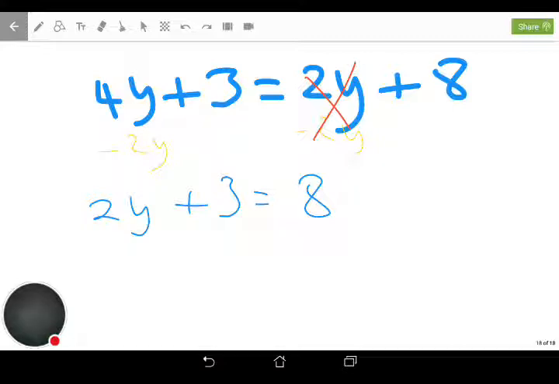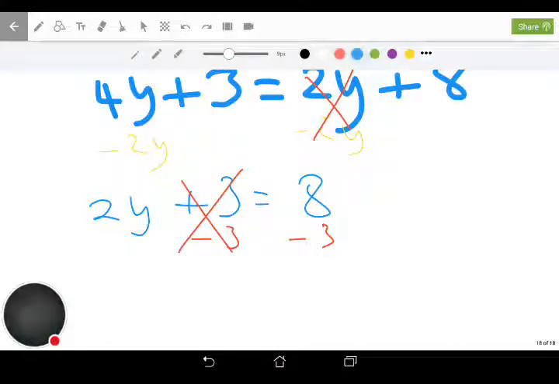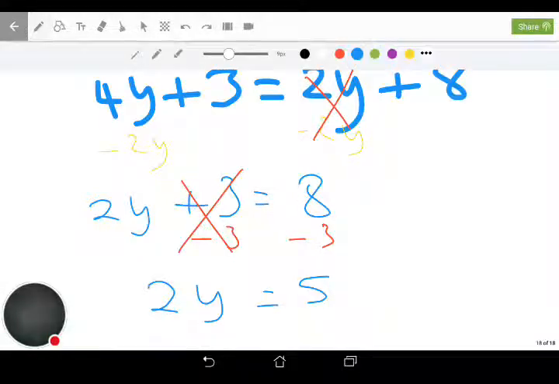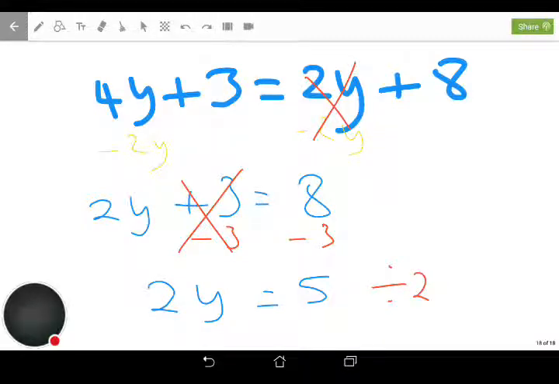Now we're going to have to get rid of the 3, so that we've got the letter on one side and the numbers on the other. So the opposite of plus 3 is minus 3, and we do that on both sides to keep the equation balanced. Plus 3 minus 3 cancels out, and 8 take away 3 leaves us with 5. So now we've got 2y equals 5, and the last stage is, because it's 2y, which is 2 times y equals 5, we need to divide both sides by 2, and that will leave us with y equals 2.5.